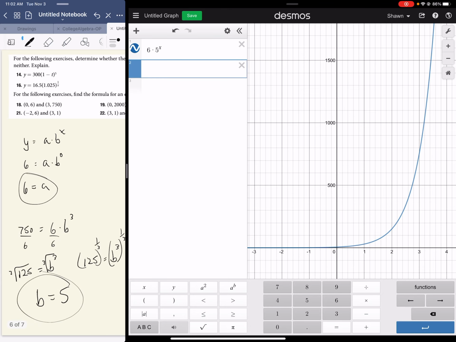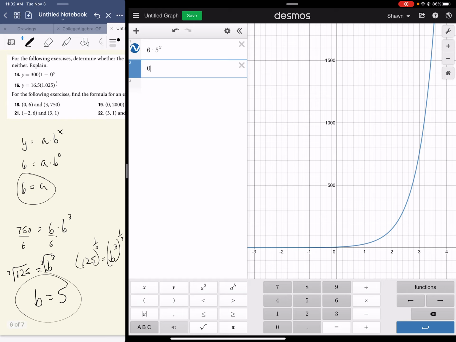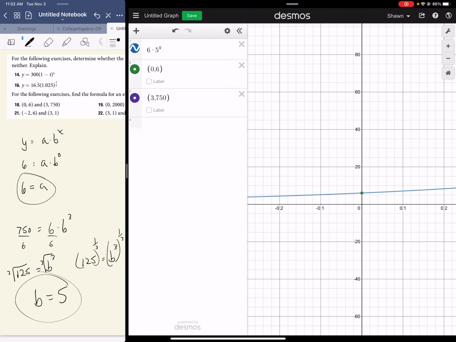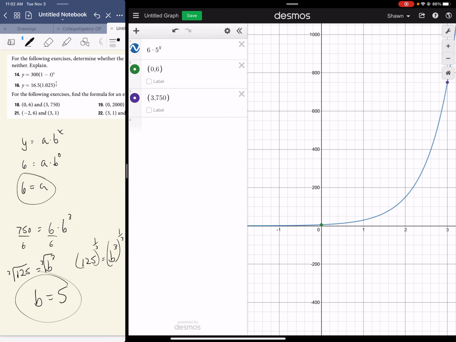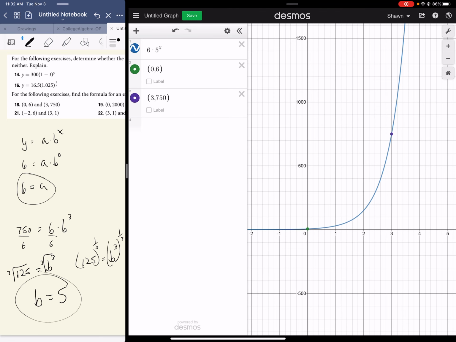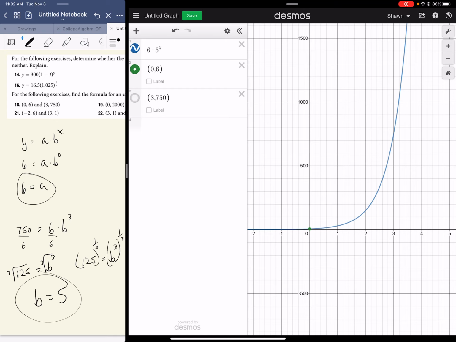And over here we had 2 points. We had the point 0, 6, and we had the point 3, 750. And if you look, the point 0, 6 there in green, it is on the graph. And if I zoom out, the point 3, 750 also shows up on the graph right there. And so that is an exponential function that perfectly goes through those 2 points.